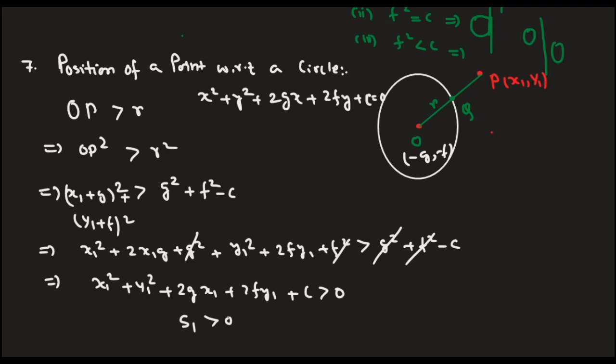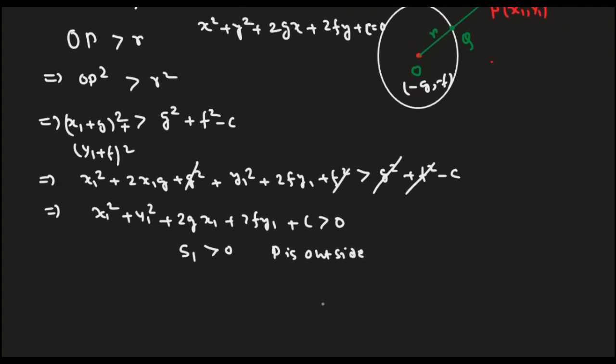So if s1 is greater than 0, that means P is outside. If s1 is equal to 0, then P is on the circle. If s1 is less than 0, P is inside the circle. So where P actually lies depends on the sign of s1. If the sign is positive, then outside; if the sign is 0, then on the circle; and if the sign is less than 0, then inside the circle. So these three conditions are there for the position of a point.